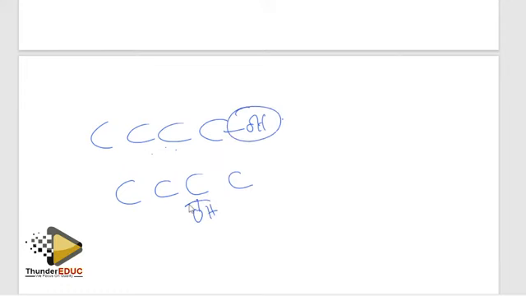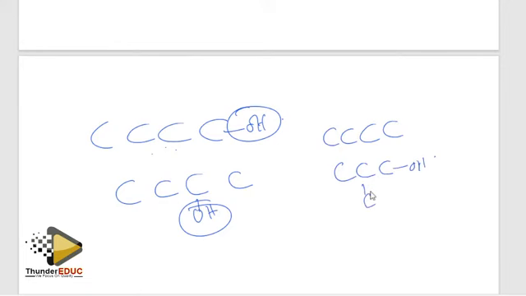1, 2, 3, 4. The alcohol is here. So if I change this and I say 1, 2, 3, 4, I put the alcohol here. So now I've changed the position of the functional group. Therefore, it becomes a positional isomer. But now, 1, 2, 3, 4. 1, 2, 3, I put the, and then I leave that there.